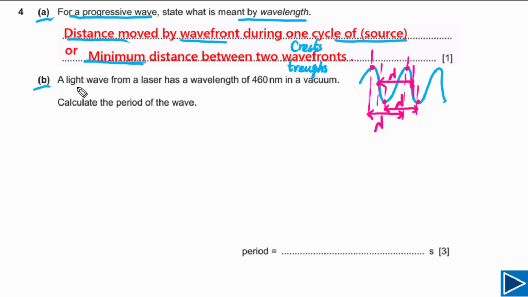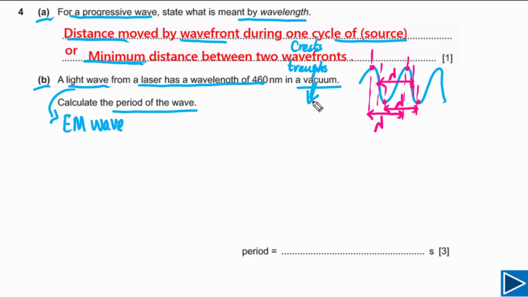For part D, it is given to us that a light wave from a laser has a wavelength of 460 nanometers in vacuum. We need to calculate the period of the wave. First thing we need to understand is a light wave. So light waves are electromagnetic waves. So simply we can say a light wave is an electromagnetic wave. Now it is given to us, the medium is given.